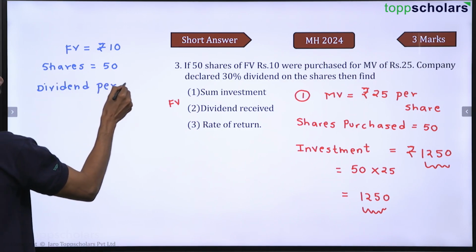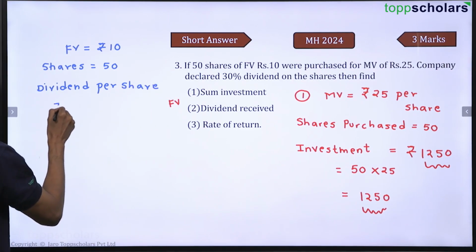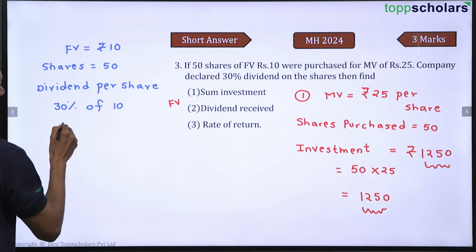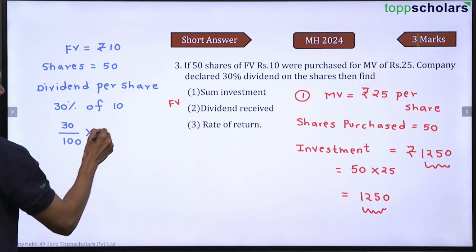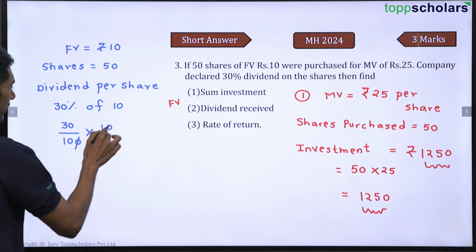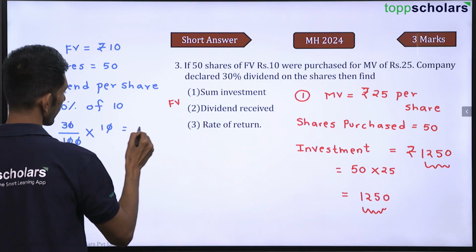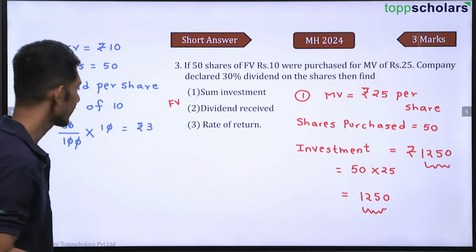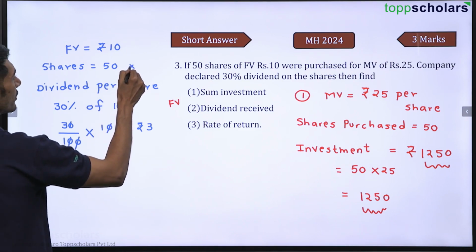Dividend per share is 30%. So can I say 30% of 10? That is 30 by 100 into 10. Correct? Okay, that is 3 rupees. Rupees 3 is the dividend received per share. But how many shares are there? Total there are 50 shares.